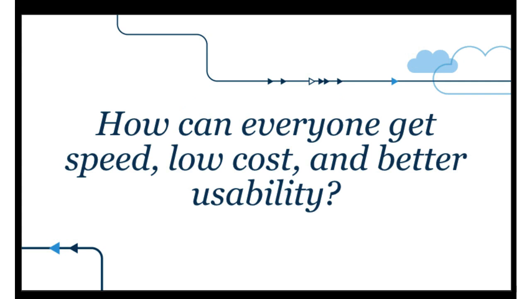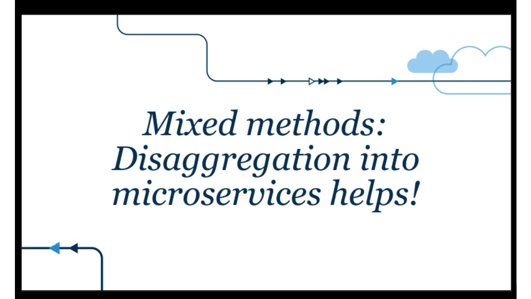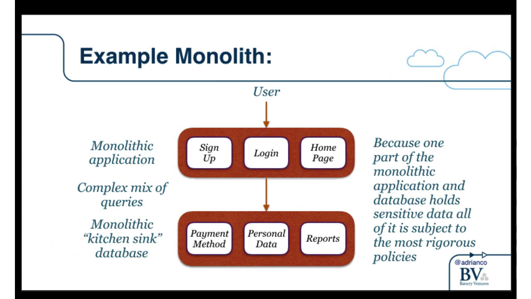So how does everyone get speed in both of these types of architectures? Well, what happens is if you can split things into smaller chunks and disaggregate, then it can help. So I'll go through a very crude example.